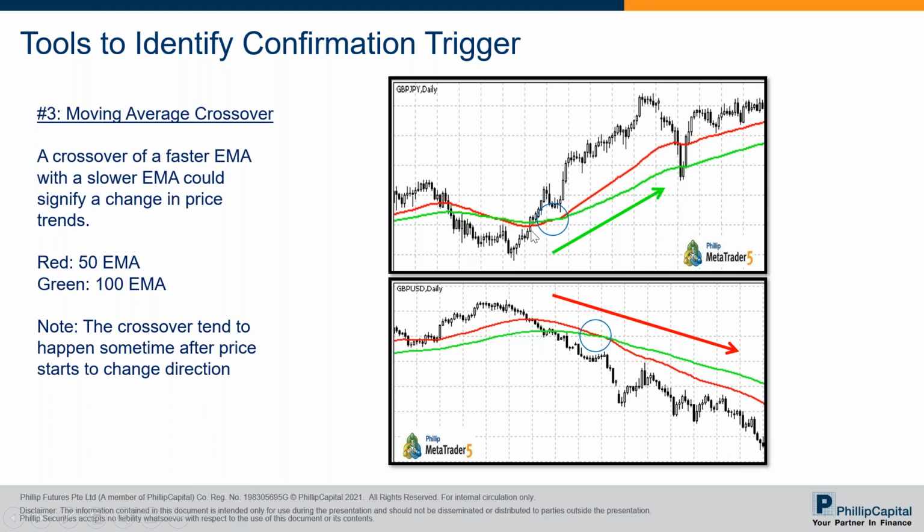So in this case over here, you see the 50 crossed above the 100 EMA in green, and prices moved above and started to trend higher. The reverse is also true when the 50 EMA crosses below the longer term EMA. What happens is that price broke below and started to move in a downtrend manner. So this is another confirmation trigger that you can take.